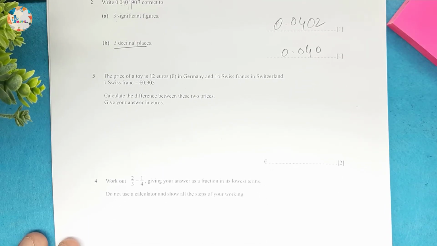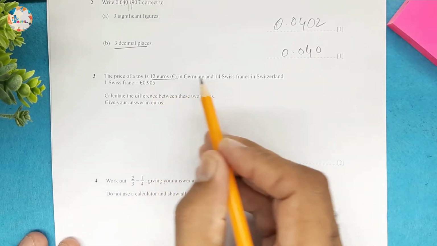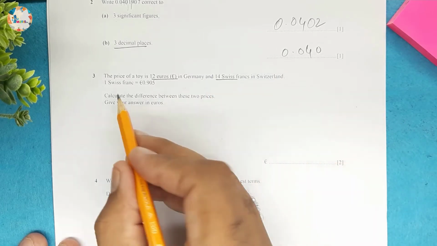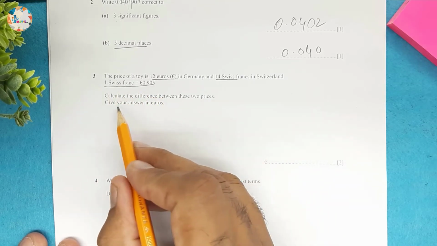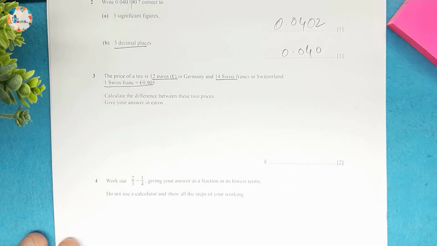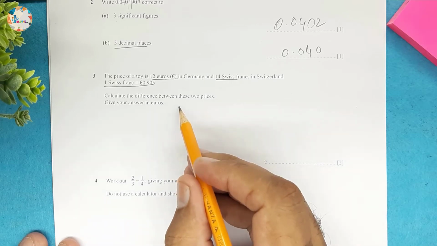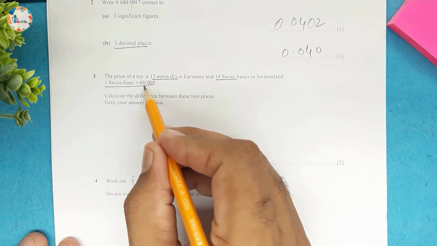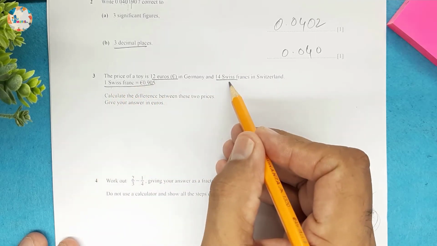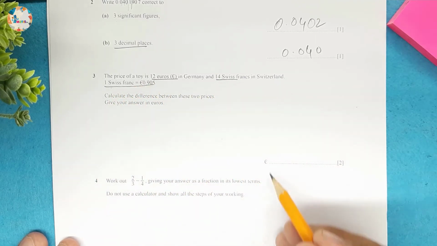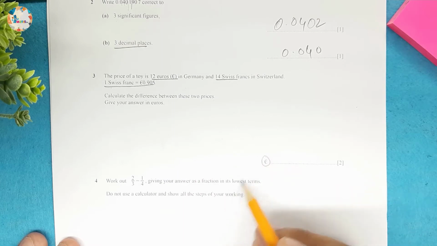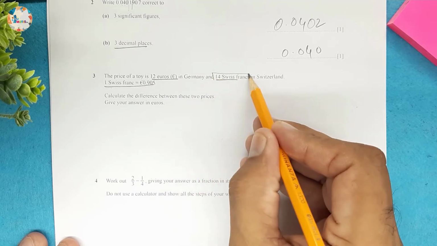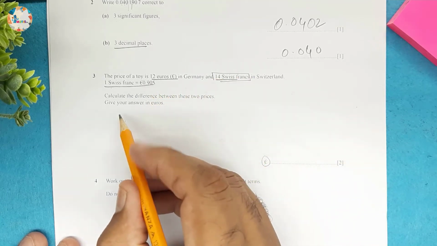Question number 3. The price of a tie is 12 euros in Germany and 14 Swiss francs in Switzerland. This is the conversion rate. Calculate the difference between these two prices. We can convert euros into francs or francs into euros and then compare, but they are asking for the answer in euros, so we have to convert francs into euros. So 14 Swiss francs into euros.